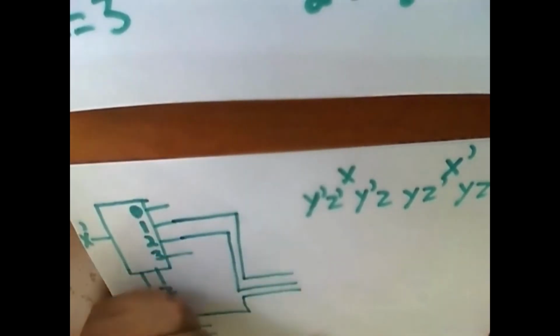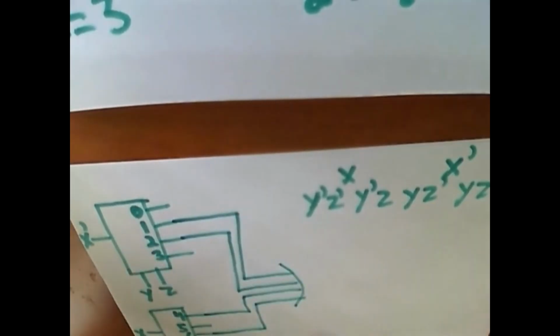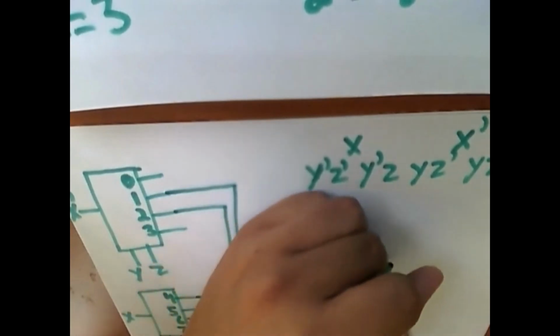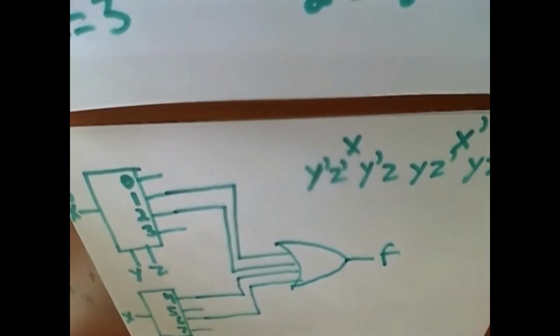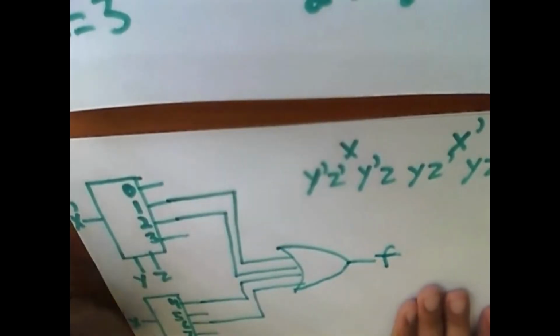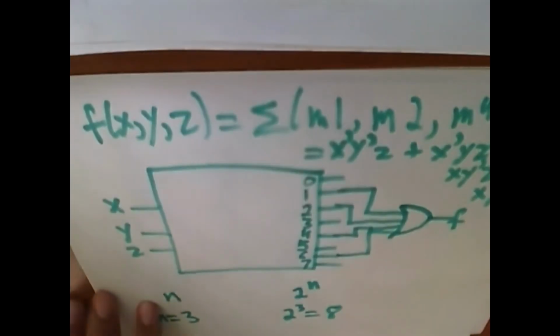So we will take the specified inputs and connect them all to an OR gate, as we want to sum the terms, and we will have these OR gates all correspond to the output f. Thus, we have implemented the function using two 1x4 demultiplexers in order to represent one 3x8 decoder.